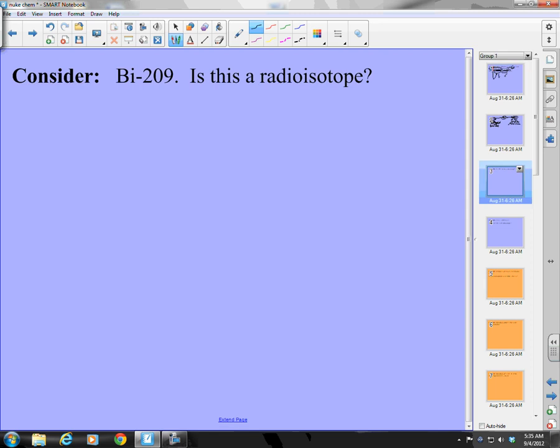Next question. Consider bismuth 209. Is this a radioisotope? Radioisotope. What is that? Sounds like a band out of the 80s, doesn't it? No, it is actually a term we use in nuclear chemistry. And it looks like we're going to have to learn some more about nuclear chemistry here.